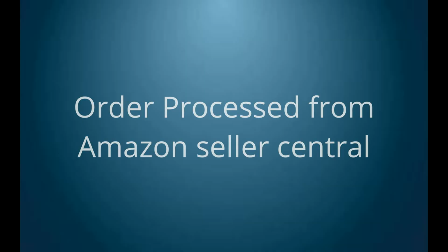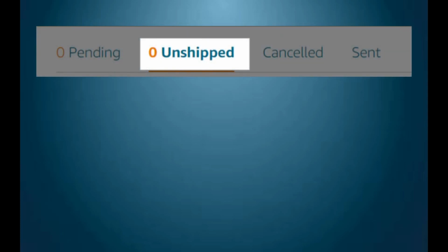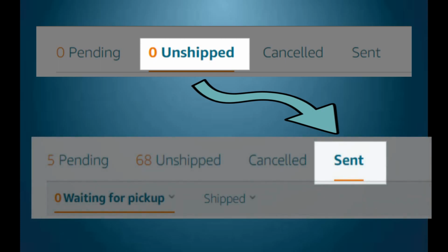Order processed from Amazon Seller Central. If the order has crossed unshipped status on Amazon Seller Central and moved to the Sent tab, then the order will be considered as processed from the panel. In this case, the order needs to be completed from the Seller Central only, as it will not be synced in Uniware.